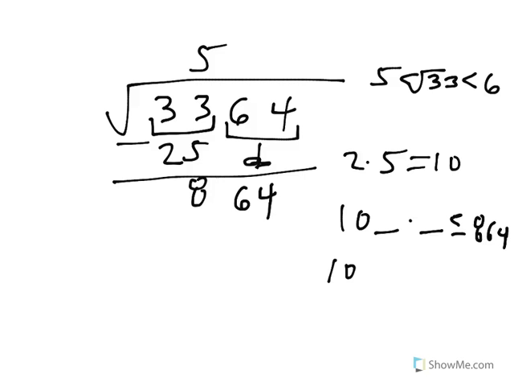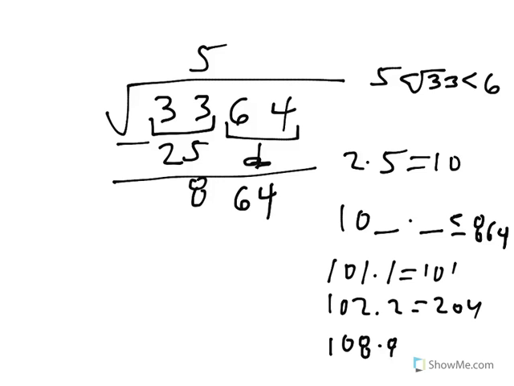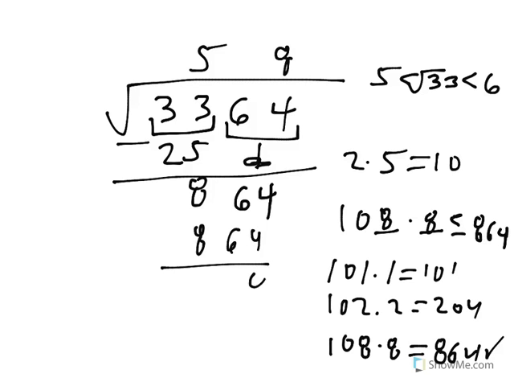And you could try some numbers. 101 times 1 equals 101. That seems to be too small. And 102 times 2 is 204. That seems to be too small. But when you eventually get to 108 times 8, you get 864, which is exactly what I wanted. That 8 goes up here. The 108 times 8 goes down here. No remainder means the answer is 58.